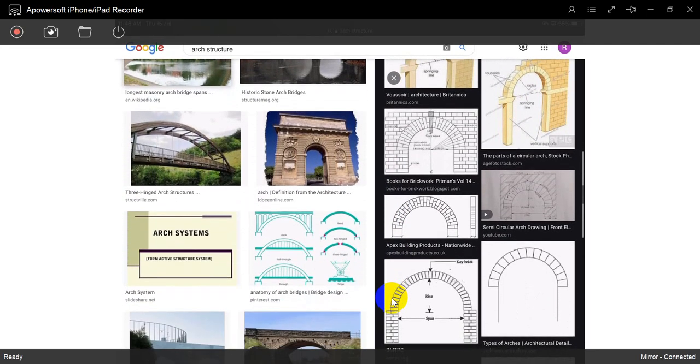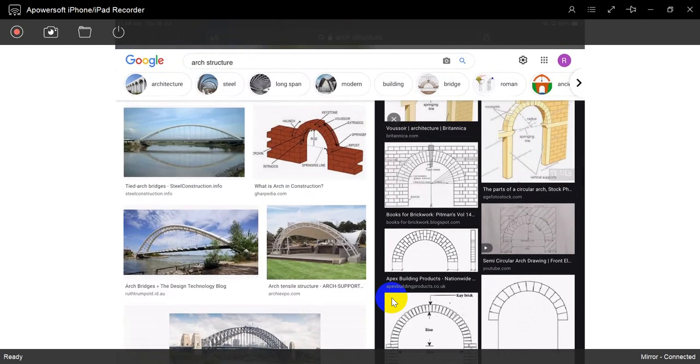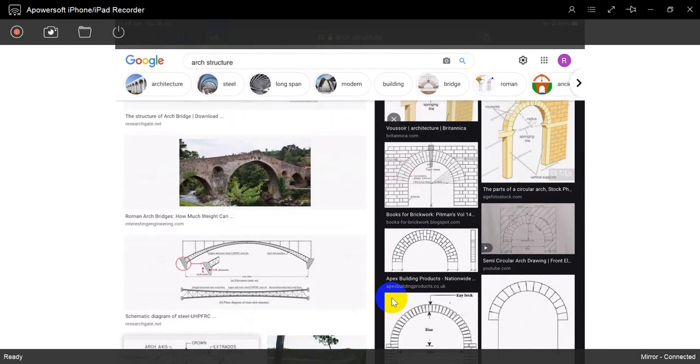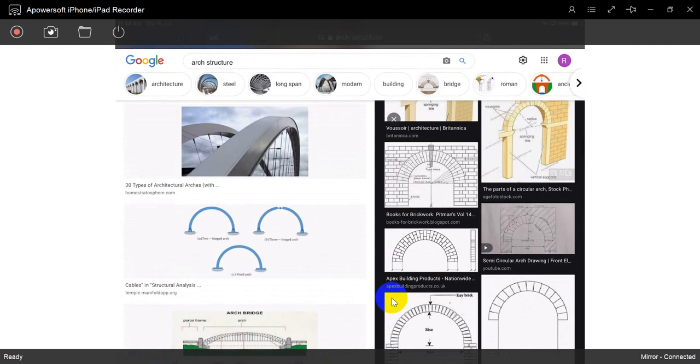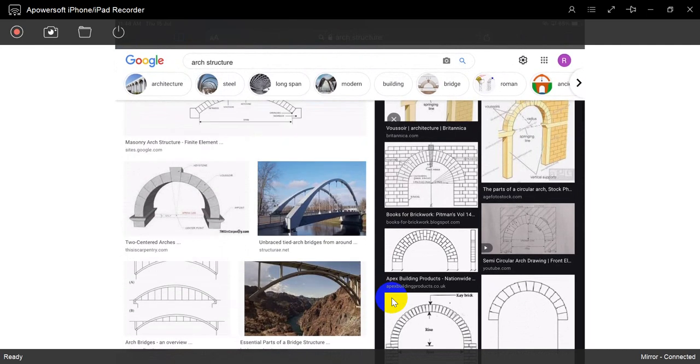Okay. See, what are the elements in the arch? What are the elements in the arch? We will see. Otherwise, some picture is there.